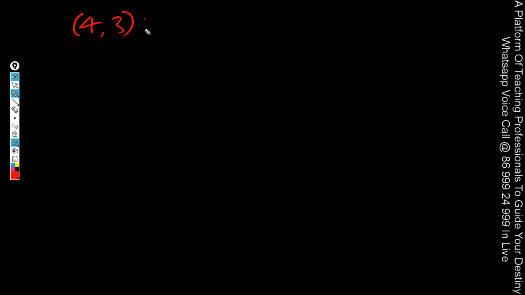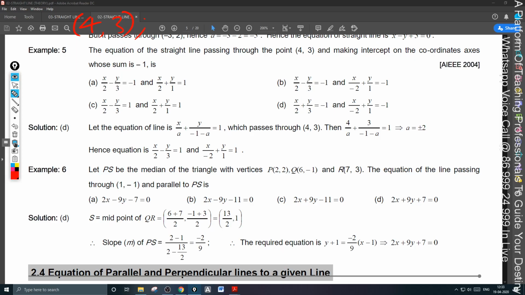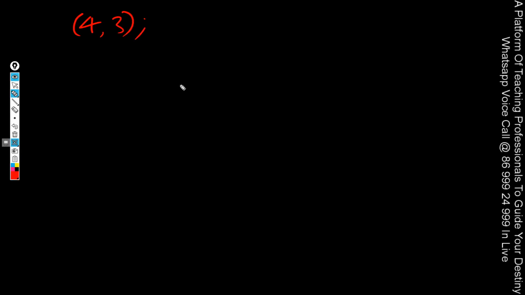And some of the intercepts. Let me see the data. Intercepts on the coordinate axis whose sum is minus 1. Sum of the intercepts is minus 1. So a plus b is minus 1.